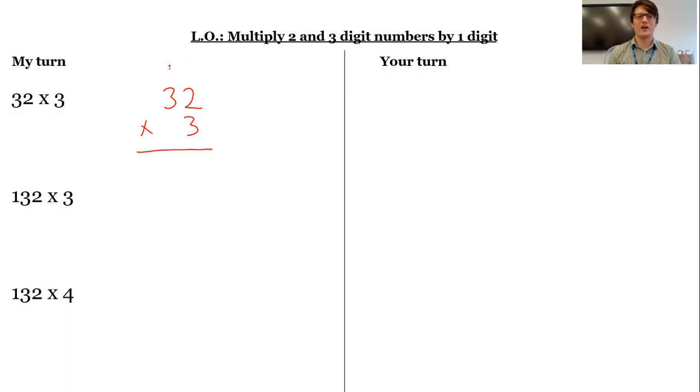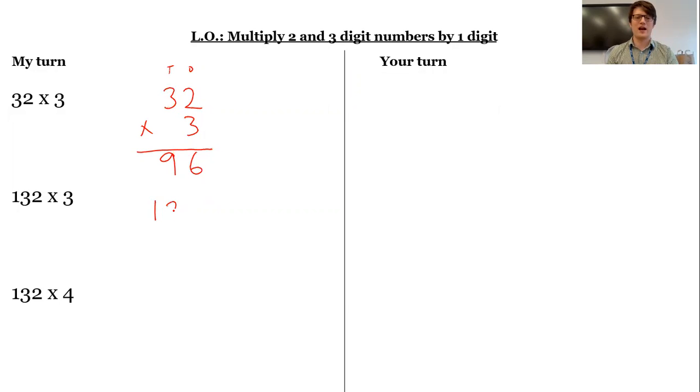So remember, we've lined up our 10s and our 1s, and I'm going to start by doing 3 lots of 2, which is 6. And then 3 lots of 3 is 9. So I get 96, because remember really what I've done here is 3 times 30, which is 90. 3 times 3 tens is 9 tens.